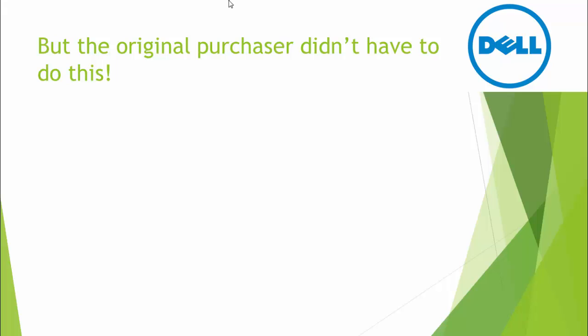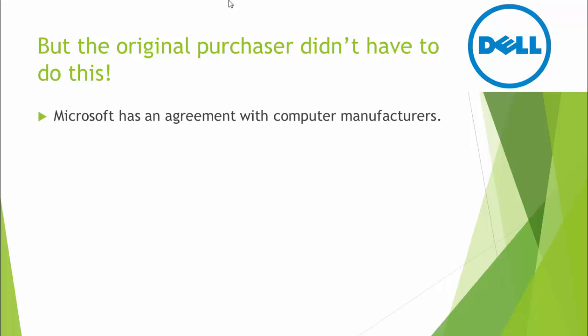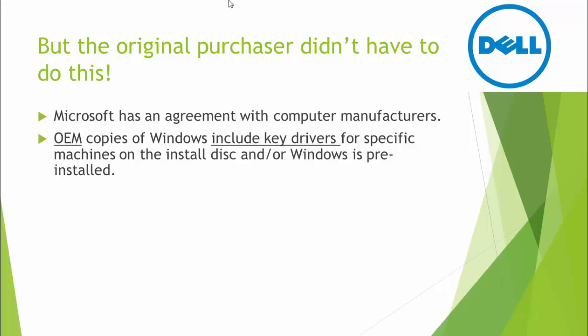Now, you may have bought a new computer recently. You didn't have to do this. You didn't have to go and find drivers for your network card and for your video card in order to have your computer work well. You simply install Windows from a disk. The reason for this is that Microsoft has an agreement with most computer manufacturers to allow those manufacturers to include key drivers in the Windows installation, and they include those to their users as part of a specialized OEM copy of Windows.